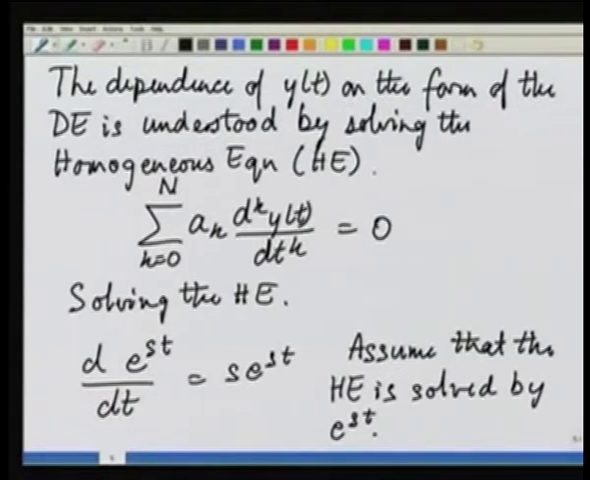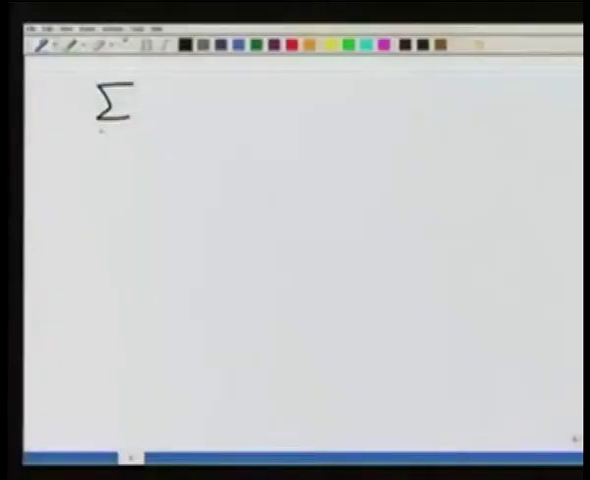Supposing it has, then let us see what happens. If it is a solution for this differential equation, then if I substitute e to the st for y(t) and evaluate the left hand side, I should get the right hand side, which is 0. So, let us substitute it and evaluate the left hand side. The left hand side is this, we have written it several times over.